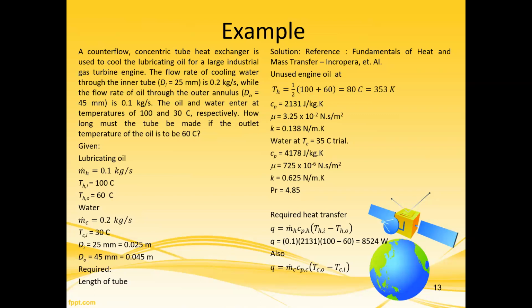You know the annulus, right? is 0.1 kilogram per second. The oil and water enter at temperatures of 130 C and 30 C respectively, in counterflow. How long must the tube be made if the outlet temperature of the oil is to be 60 C? Find the length of the tube.